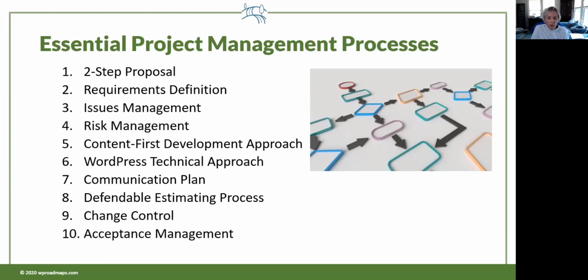Okay, the 2-step proposal process is so you don't give too precise an estimate too early in the process before you do the discovery. Requirements definition, that of course is what does this website need to do? What business problem does it need to solve? That's business requirements, which feed into functional requirements. Then what do we need on the website to meet that business requirement? Issues and risk management. Issues, things that happen on a project. Risk, things that could happen that you could prevent if you plan for it.